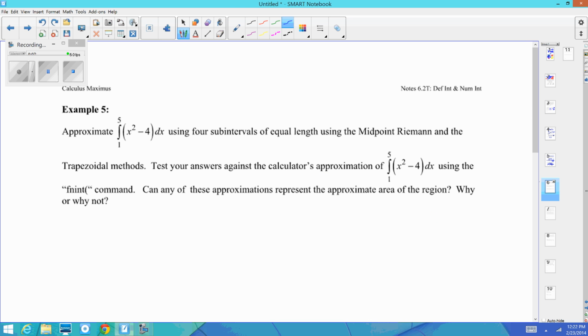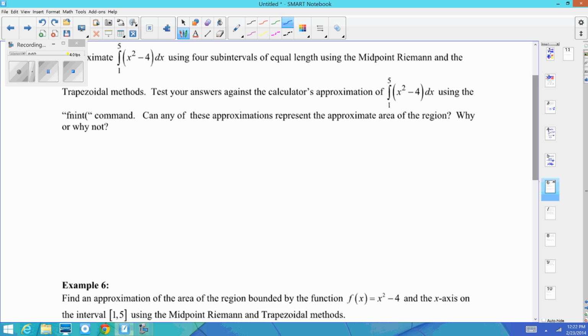Okay, so we're going to approximate this integral using 4 subintervals of equal length using the midpoint, Riemann sums, and trapezoidal methods. Okay, test our answers against the calculator's approximation. So here we go. Maybe it'd be helpful to get a little sketch of this picture. And it's x squared minus 4. So it's going to look something like this.